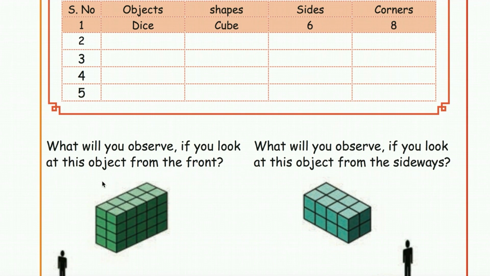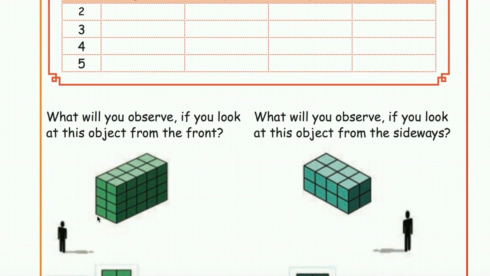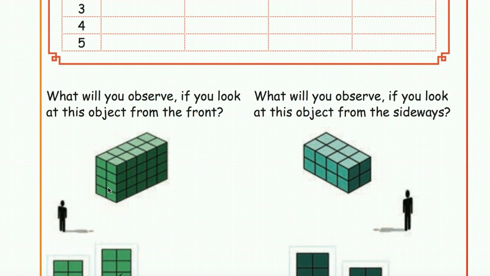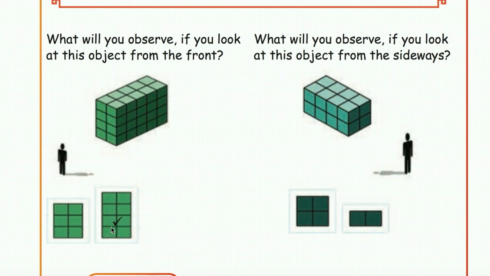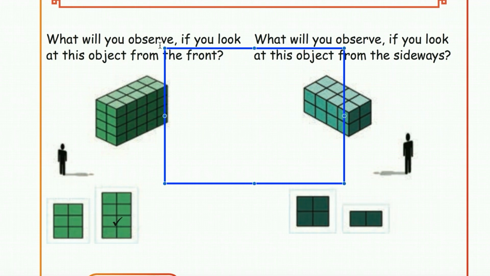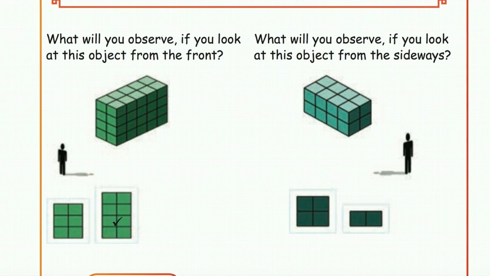What will you observe if you look at this object from the front? You will get this one, right? One big rectangle, inside there are 1, 2, 3, 4, 5, 6, 7, 8 small rectangles. This one is correct. Now what will you observe if you look at this from the sideways like this one or this one? Come on, tell me. Make it quick. Not rectangle. This or this? No, you're wrong. Not this one. This one is correct. 1, 2, 3, 4.